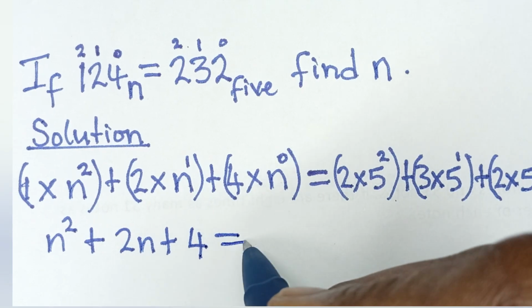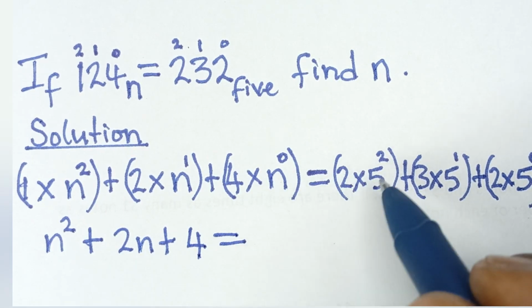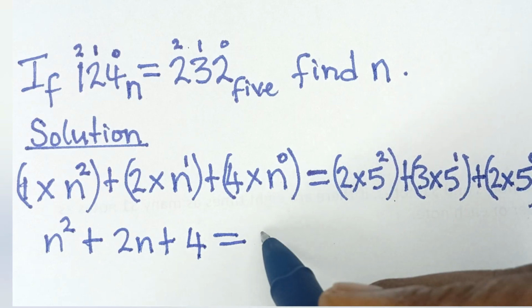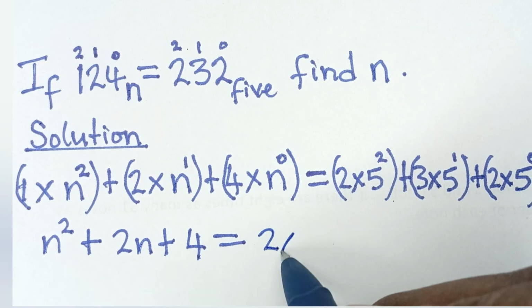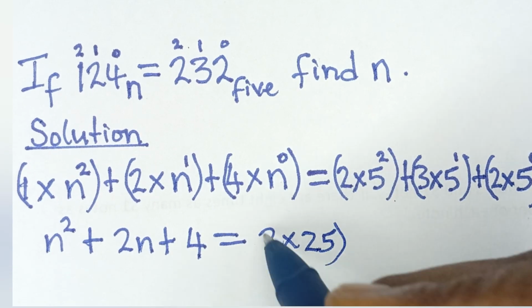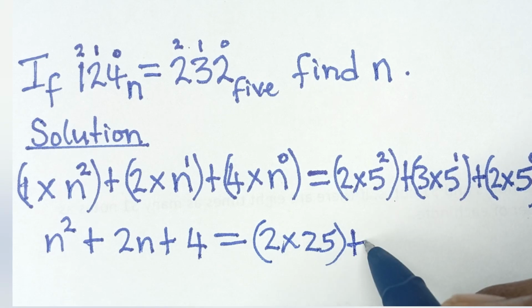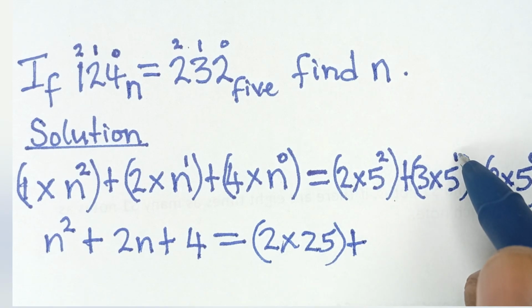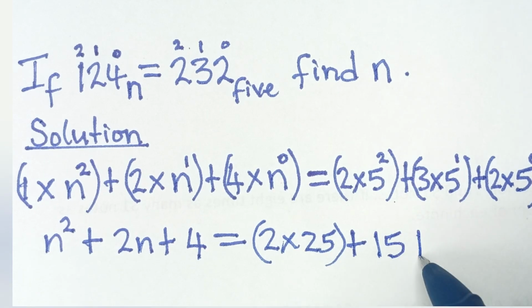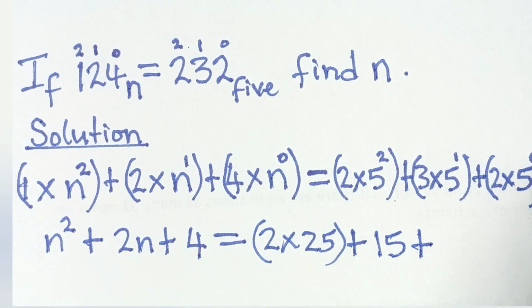And that will be equal to the right hand side now. 5 raised to the power 2 is 25. So we're going to say the 2 here multiplied by 5 raised to the power 2, which is 25. That is 5 times 5, 25. And then plus 5 raised to the power 1 is 5, and then multiplied by 3 will give us 15. And then plus 5 raised to the power 0 is 1. Don't forget, any number raised to the power 0 is 1. And 1 multiplied by 2 will give us 2.